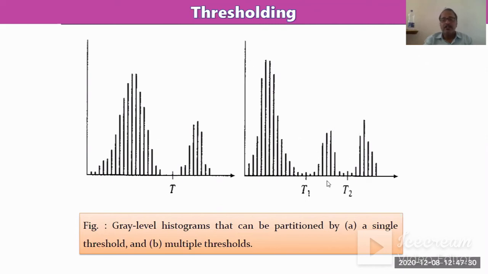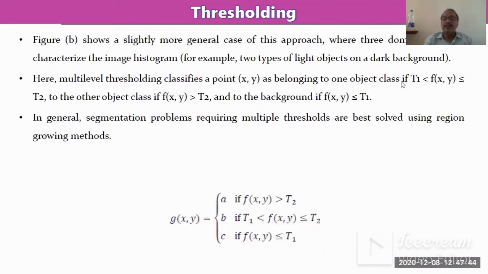If we consider this object, all values lie between T1 and T2, and if we consider this part of the histogram, all values are greater than T2. That is explained here: f(x,y) lies between T1 and T2 for one object, greater than T2 for another object, and less than T1 for another. In general, segmentation problems require multiple thresholds, solved using the region growing method. So multiple thresholding values will be useful in region growing and region splitting techniques.